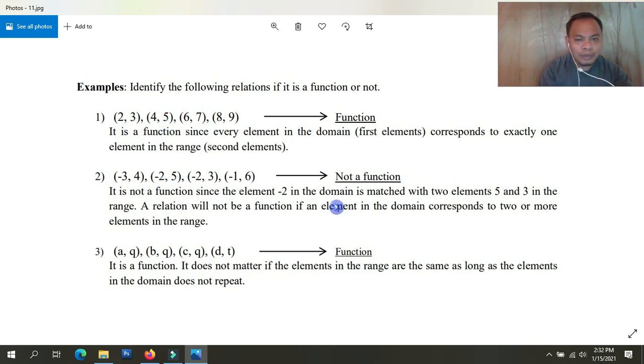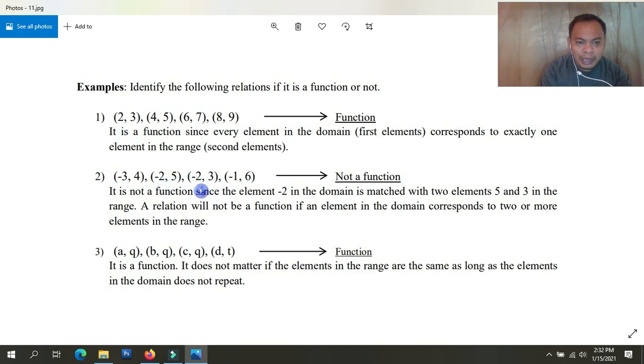Okay, and for number 2, not a function. Bakit? So we have here, it is not a function since the element negative 2 in the domain is matched with 2 elements, 5 and 3, in the range. Ito po siya, di ba? Meron tayong negative 2 dito, meron tayong negative 2 dito. Tapos, yung sa range natin ay 5 and 3.